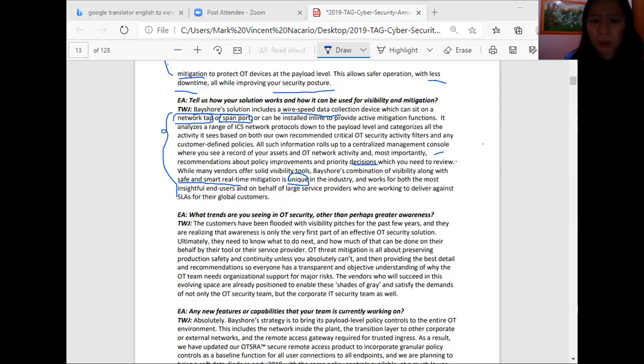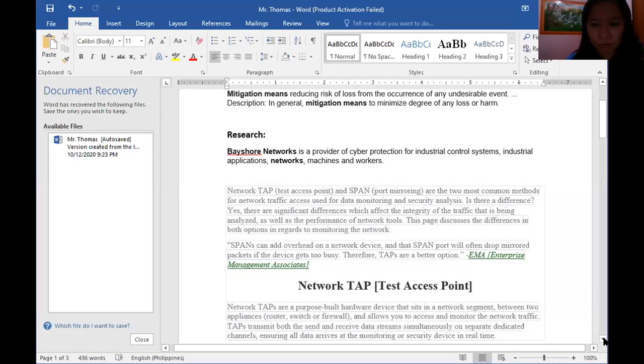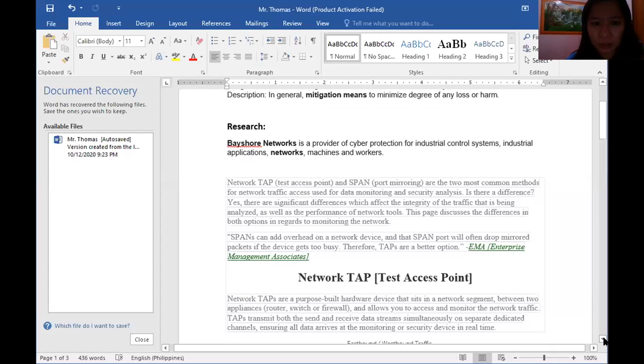Okay. So do you know the word port mirroring? Wait a while, let me show you. Port mirroring. Yes, I know that. If you want to copy data from a network device or on the internet, you can use port mirroring to copy traffic. Yes, this one.